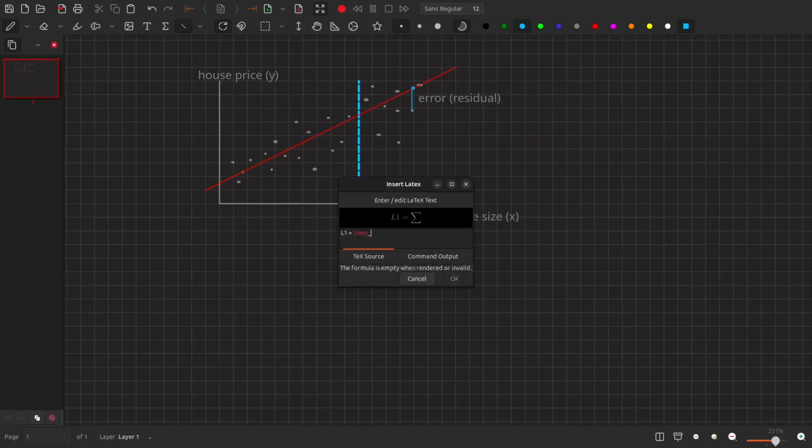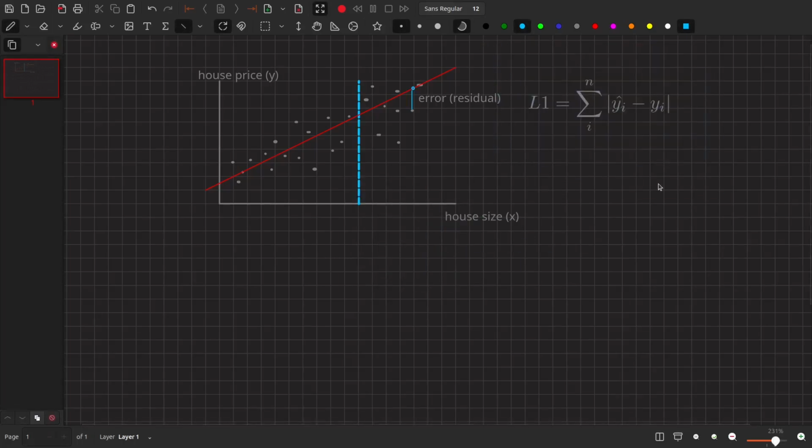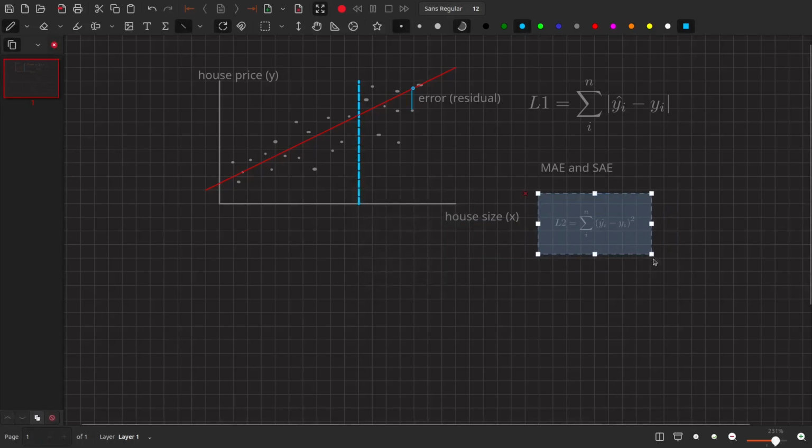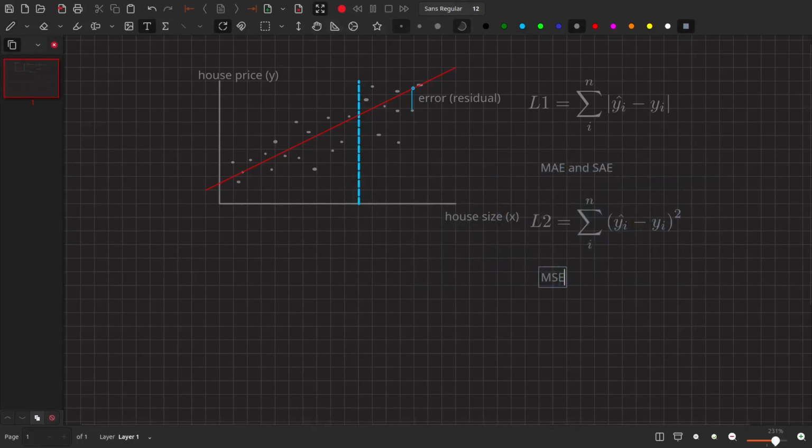There are two popular methods of using these residuals. One of these methods is the L1 loss, in which you minimize the absolute magnitude between the predicted value and the observed value. The two common flavors of L1 loss are the mean absolute error and the sum of absolute errors. The other method is an L2 loss, where you minimize the difference between the observed value and the predicted value squared. Two common versions of an L2 loss are the mean squared error and the residual sum of squares.